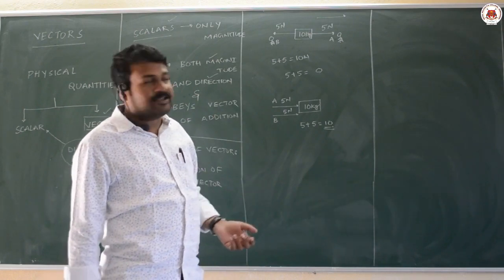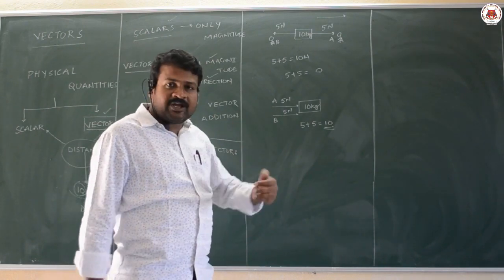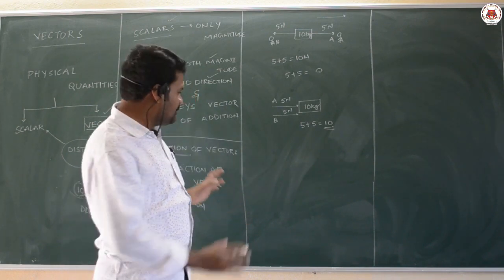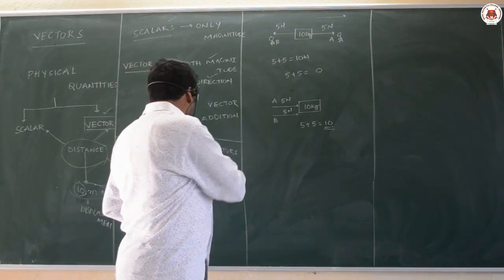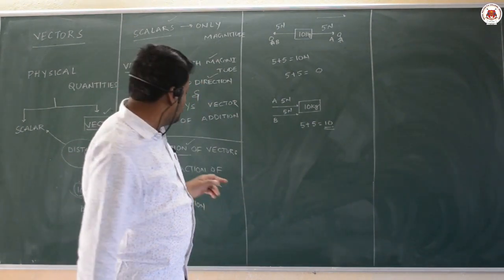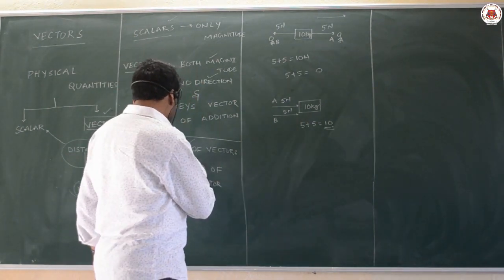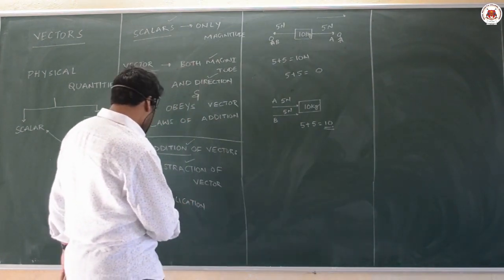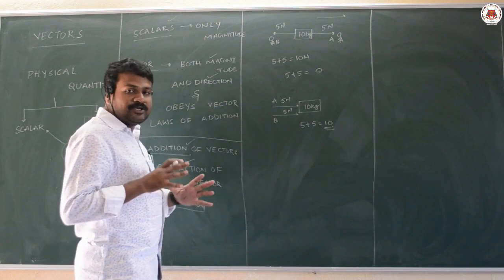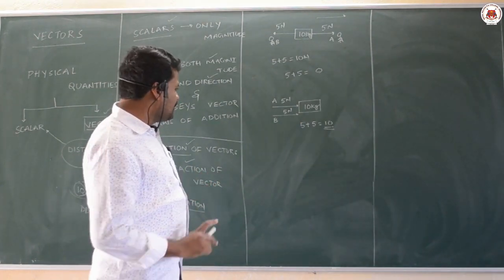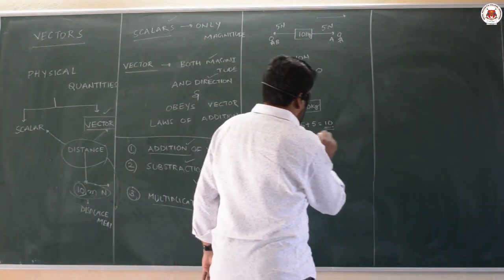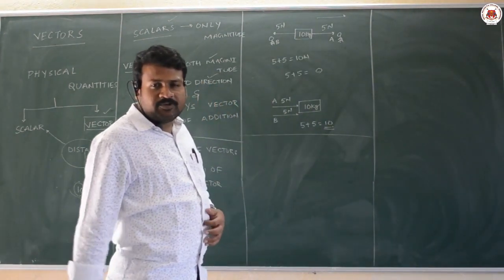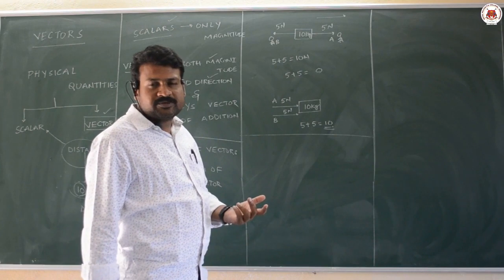We can't add directly. If it is scalar, you can add directly. Scalar addition we can't follow for vectors. So for that reason, we have to study some special rules to add vectors, some special rules to subtract vectors, and some special rules to multiply vectors. So this is the difference.